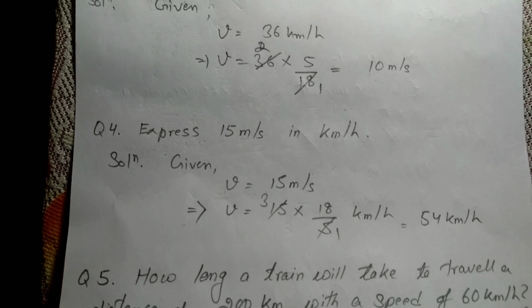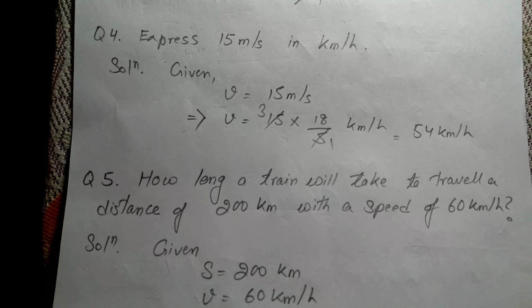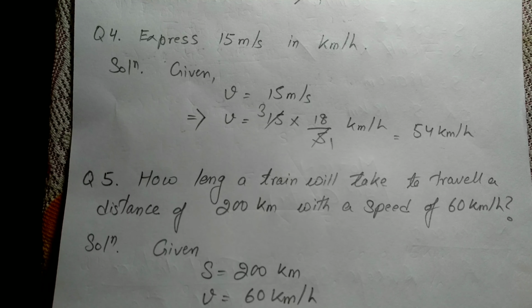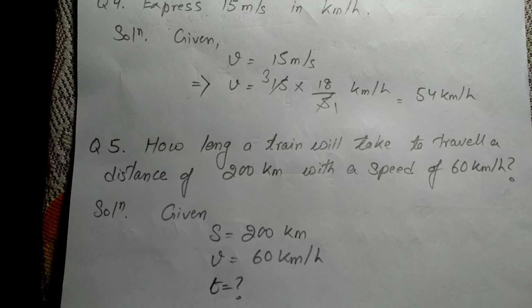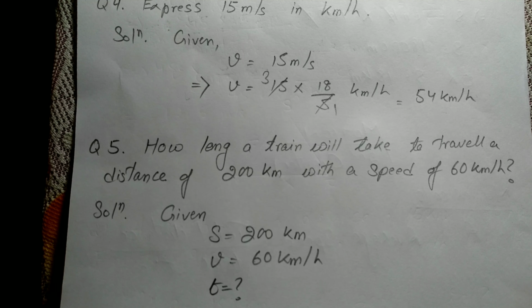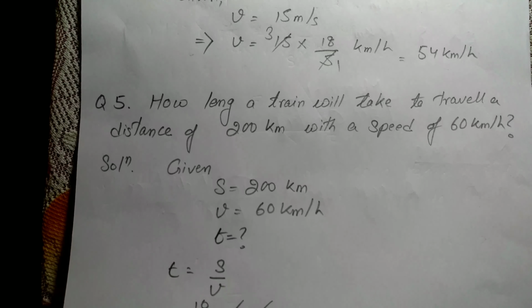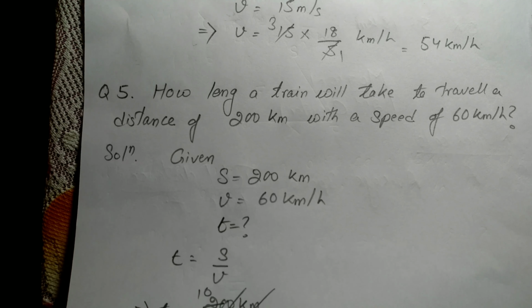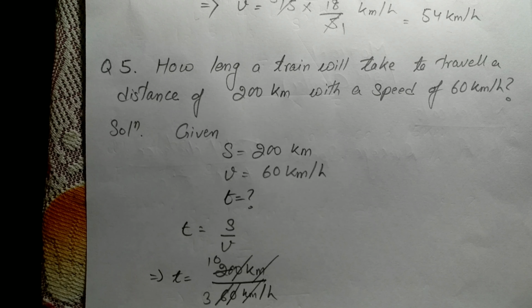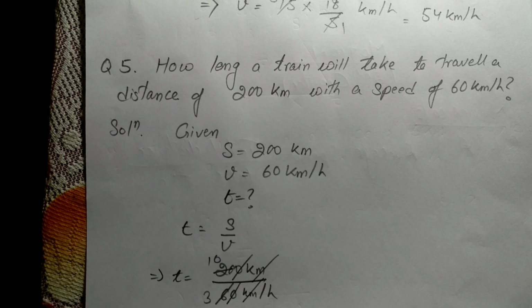Now number 5. If you go through the question, how long will a train take to travel a distance of 200 kilometer with a speed of 60 kilometer per hour. So obviously we need to write the given things first, which is distance is 200 kilometer, speed is 60 kilometer per hour, and I'm supposed to find the time, how long a train will take. So here I have to use the formula for time, which is t equals s upon v. Then replacing the values of s and v, which is distance and speed, I'm getting t equals 200 kilometer upon 60 kilometer per hour.